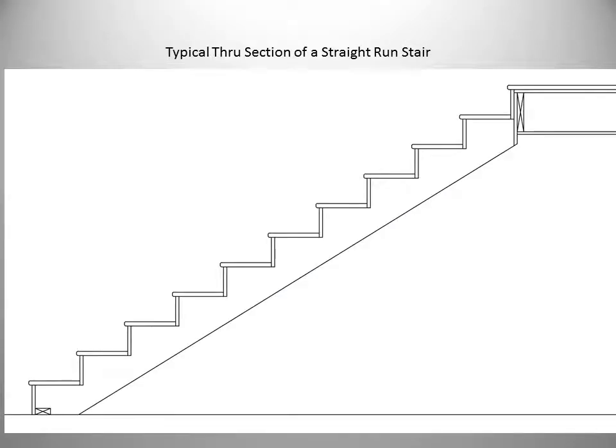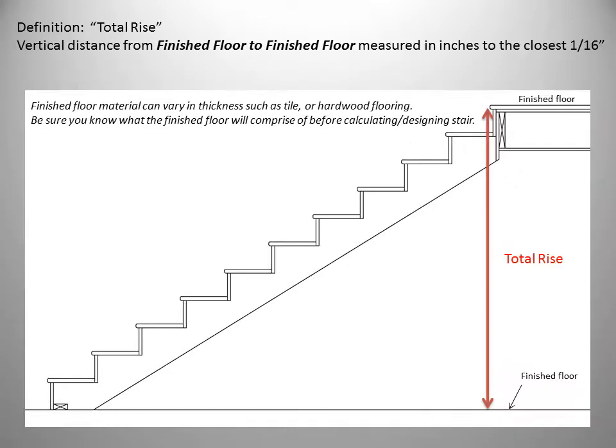Here is a through section of a typical straight-run stair. The first thing we need to know when we design and build a stair is the total rise. We define the total rise as the vertical distance from finished floor to finished floor measured in inches to the nearest 16th of an inch.